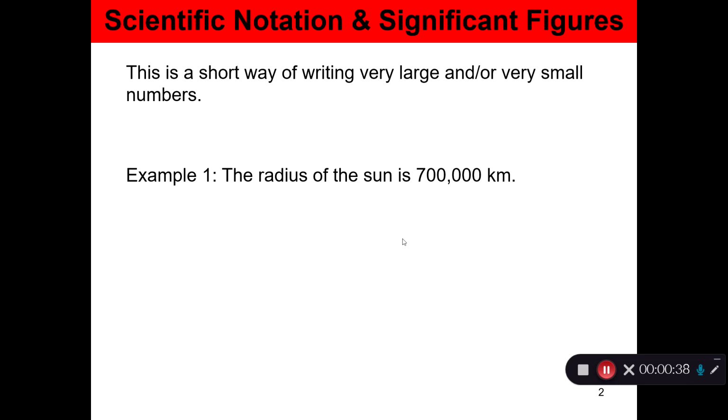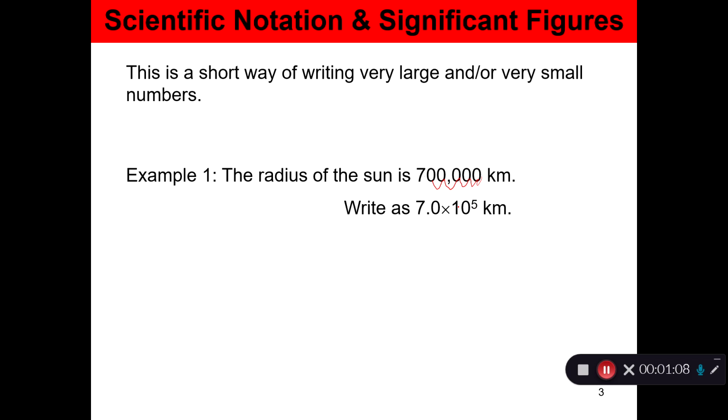700,000 kilometers. If you write this in scientific notation, the decimal is at the end of the zeros. If you move this decimal to the front, 1, 2, 3, 4, and 5, the decimal comes over there. So how many places did the decimal move? If you transfer this decimal, it goes to 10 to the power 5.